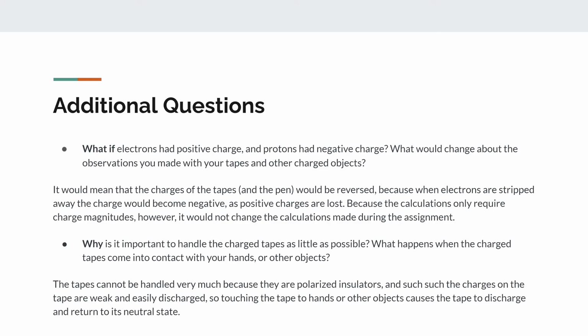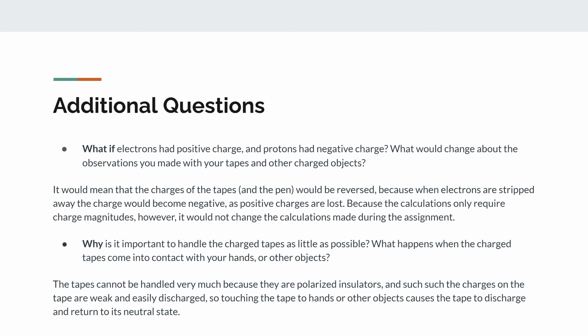And then the additional questions asked. If the electrons had positive charge and protons had negative charge, what would change about the observations I made with the tapes? It would mean that the charges of the tapes and the pen would be reversed, because the tapes would be losing electrons and therefore losing positive charge and gaining negative charge, whereas the pen would be gaining electrons and therefore gaining positive charge. However, those two would still repel each other and they would still attract neutral objects, and because only the magnitudes of the charges are used in calculation, none of the calculations made would be different.